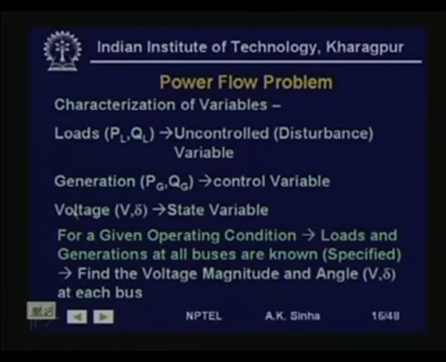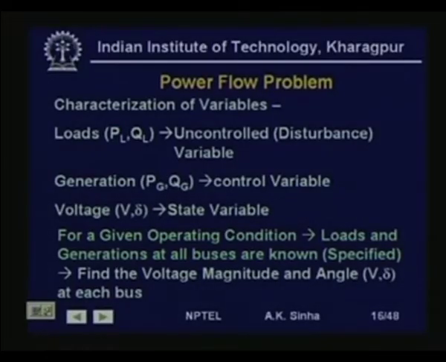Now, voltage magnitude and phasor angle, V and delta, at all buses are considered as state variables, because once we know the voltage magnitude and phasor angle delta at all the buses, then knowing the admittance of the transmission network, we can calculate the power flow, we can calculate power injections, we can calculate all the other variables, and this is the minimal number of variables. If we know this, then we can calculate all other variables. That is why we call these state variables. So, V and delta are basically our state variables.